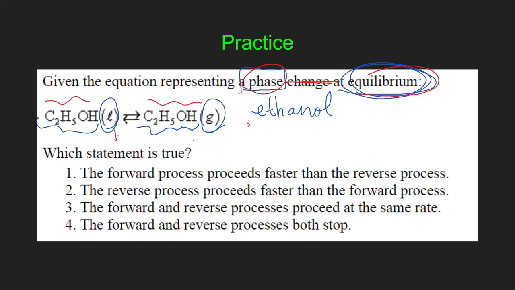But you know how to read what state of matter this is, and you know what a phase equilibrium is. So, what should you be looking for in your answers? You know that the rate of the forward process must be equal to the rate of the reverse process for this to be an equilibrium. So, there should be no faster or slower, and there should be no stopping because dynamic equilibriums are in constant motion. So that leaves us with choice 3. The forward and the reverse reaction are happening at the same rate.